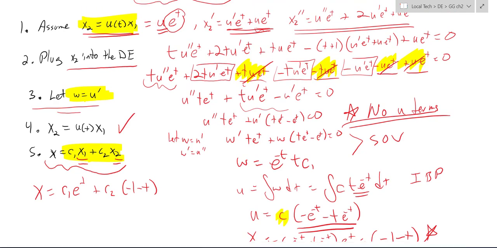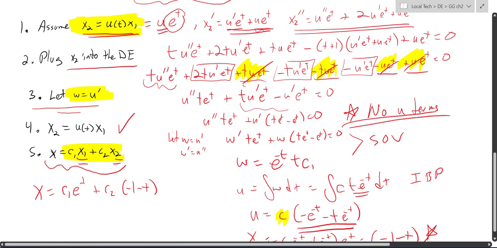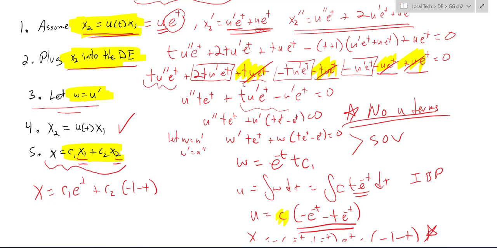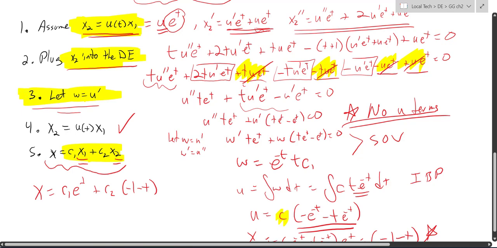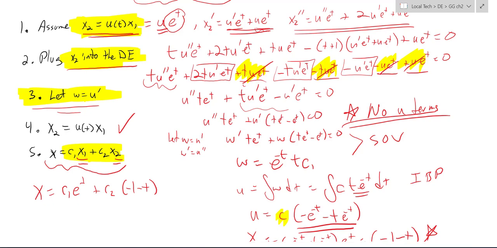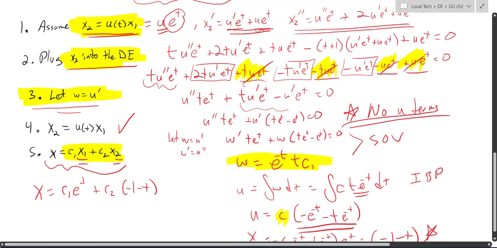So once again, the general steps assume a second solution is x2 equals some function times our first solution. From there, we calculate the derivatives and plug it into the differential equation. This will always eliminate the u terms. At that point, we can then go on to step 3, make our substitution w equals u prime. This will reduce it to a first order differential equation in w, which we can solve. We solve for w, and then integrate w to find u, allowing us to finally form our second solution, and then lastly, we form our general solution.